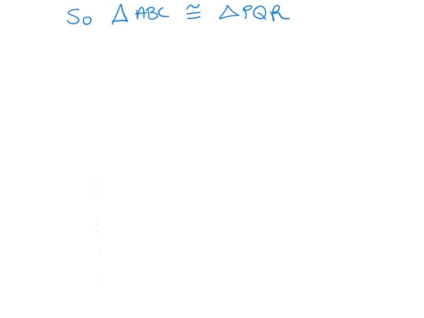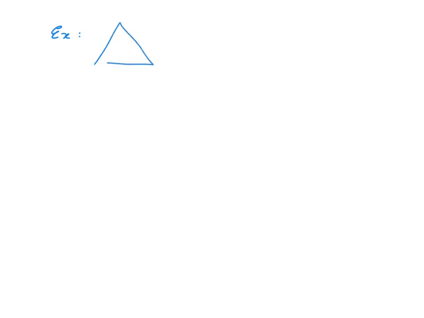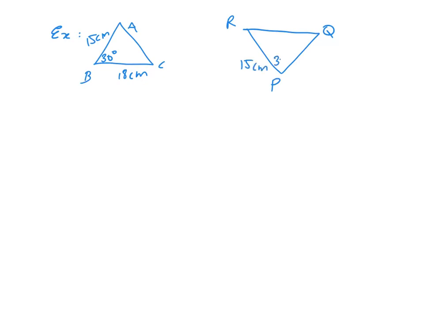Let's have a look at another example. So, A, B, C, that's 30 degrees in here. It's 15 centimeters and that's 18 centimeters. Let's have a look at my second triangle. That's R, Q, P, 15 centimeters, 30 degrees and 18 centimeters.